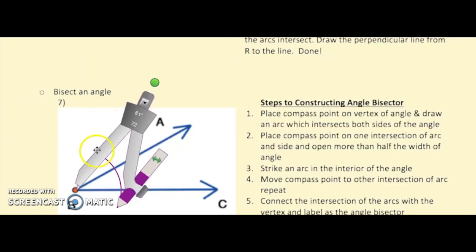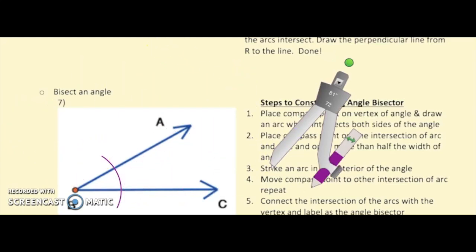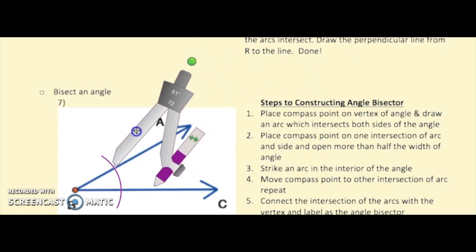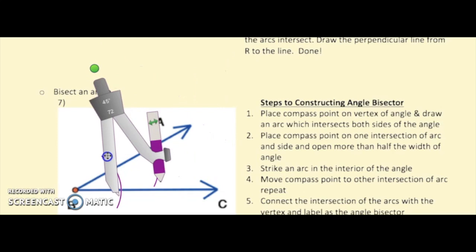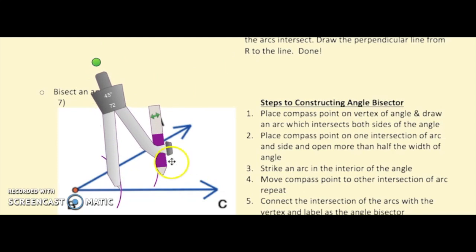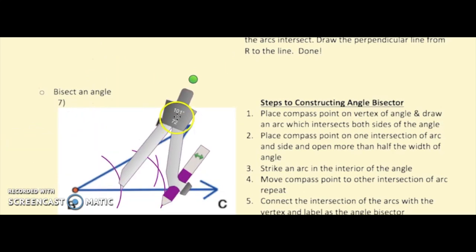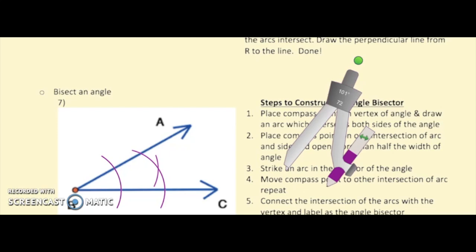Another way we can think about applying this is bisecting an angle. So I'm going to draw an arc to create two endpoints, and think about that like the endpoints of a segment, right? Now we've got these two endpoints. I'm going to put my compass on one of them, make sure it's open more than halfway, and swing an arc. Move the compass to the other endpoint, swing another arc, and then just connect that with the vertex of the angle that I started with, and that will give me the angle bisector.